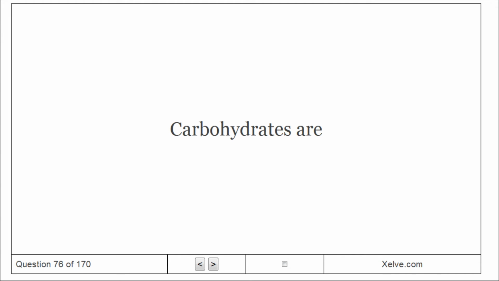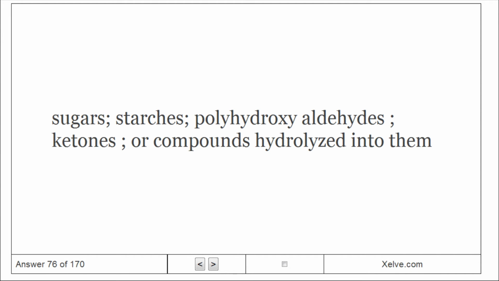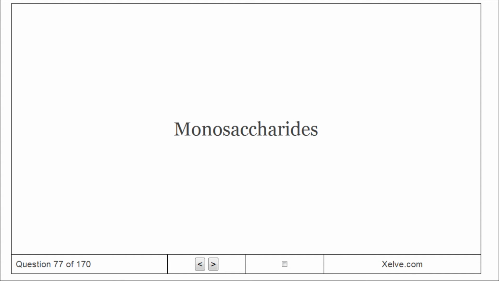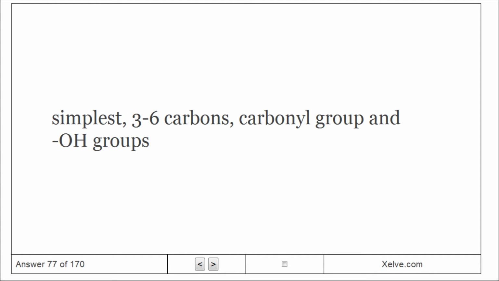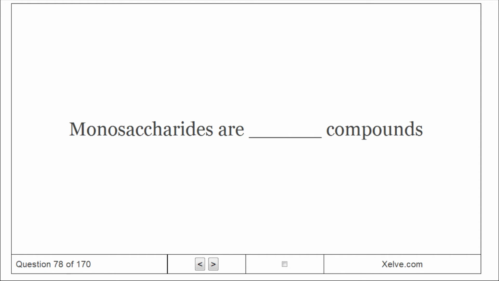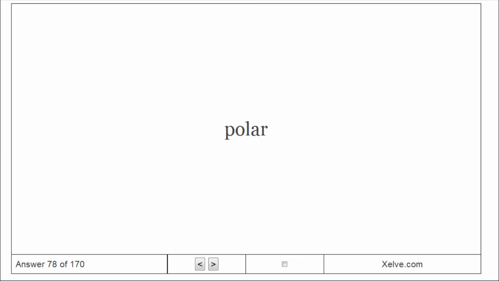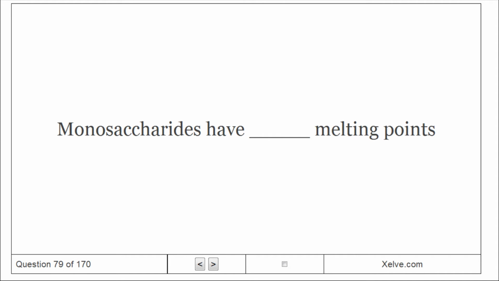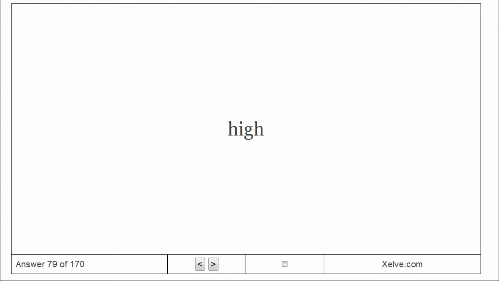Carbohydrates are sugars, starches, polyhydroxyaldehydes, ketones, or compounds hydrolyzed into them. Monosaccharides. Simplest, 3 to 6 carbons, carbonyl group and OH groups. Monosaccharides are polar compounds. Monosaccharides have high melting points.